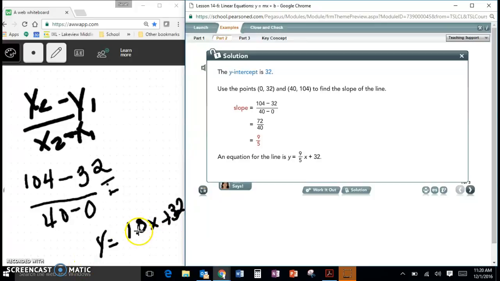Hey guys, I just looked at the solution for that previous problem, and I noticed that when I made mine a decimal, 1.8, they actually took the 72 over 40 and put it in lowest terms, and they left it as 9 over 5. That's probably the better way to write this. y equals 9/5 x plus 32.